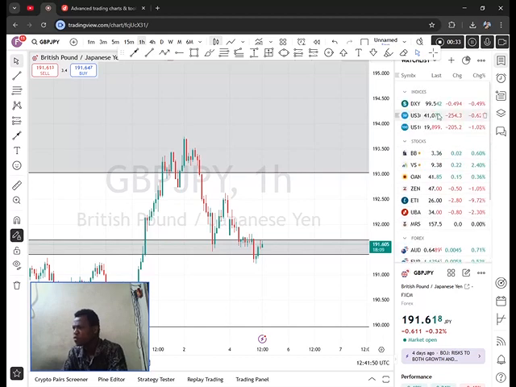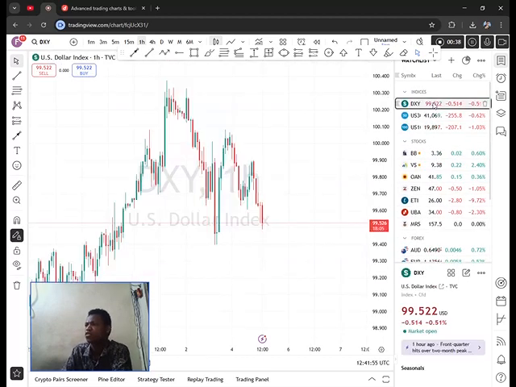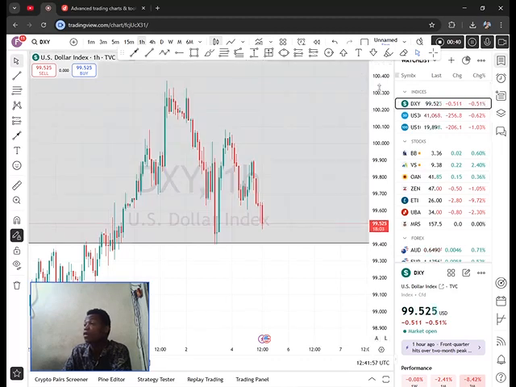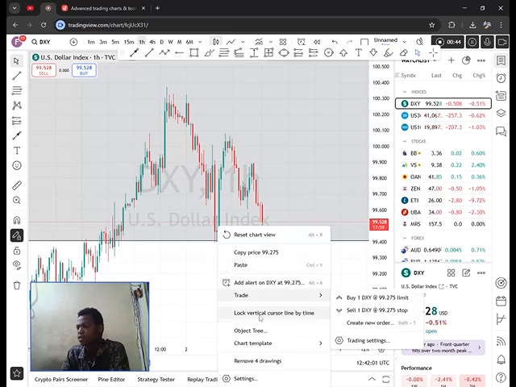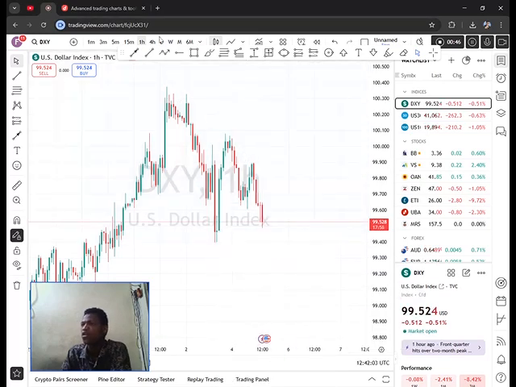So let's start from the DXY, that's the dollar index. This is what controls the dollar base pairs and dollar quote pairs. Sorry, I have to take out some drawings.